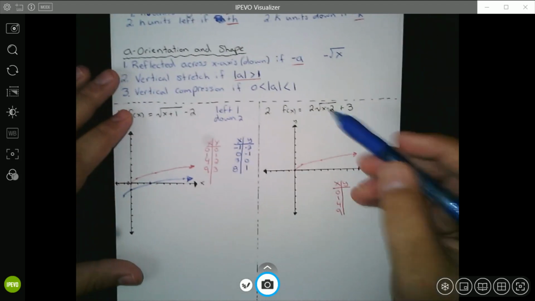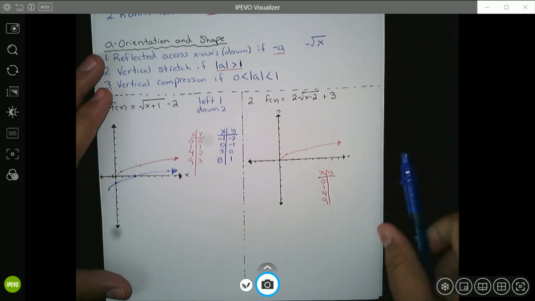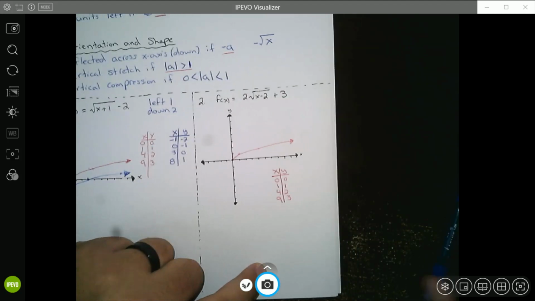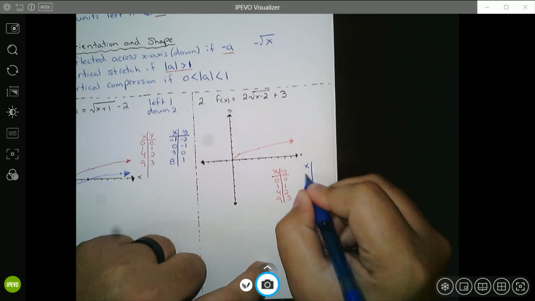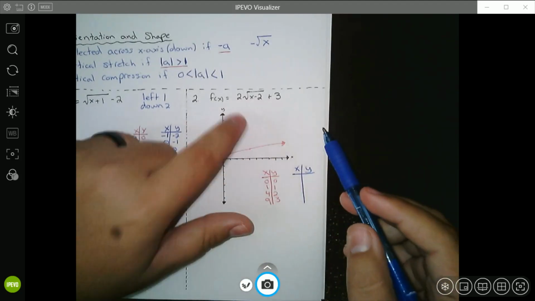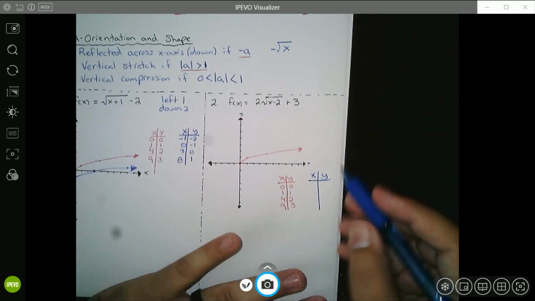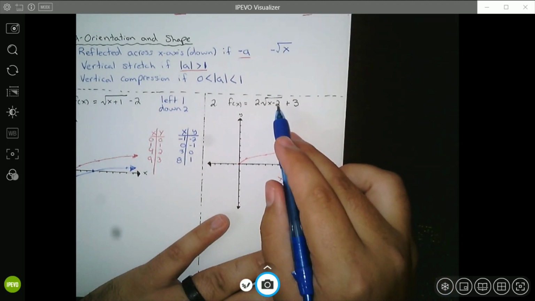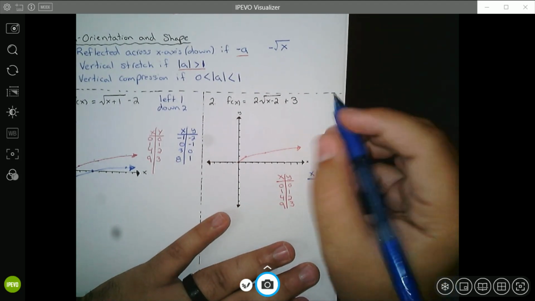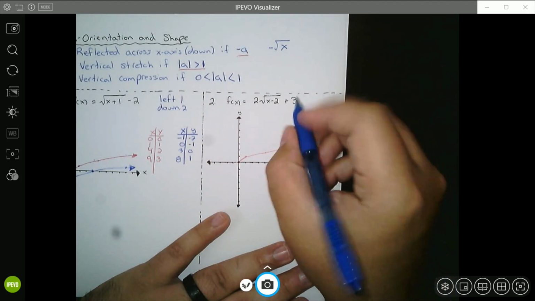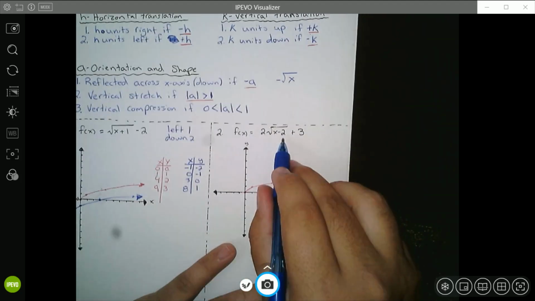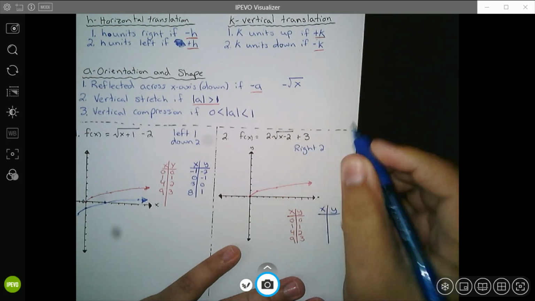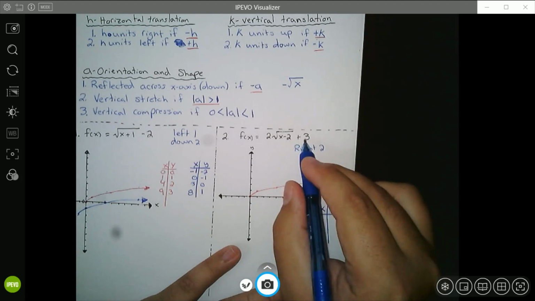So for number 2, we'll do the same exact thing, but this time we're going to use the orientation and the shape to see how it affects it. Okay, so we know the first one is just a left and right movement. We're going to describe our transformations. Since we're minus 2, minus h means we're going right 2, up 3, right? Because we're plus k.